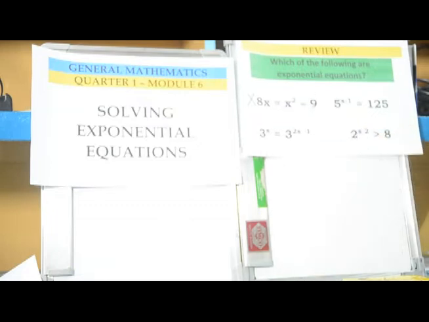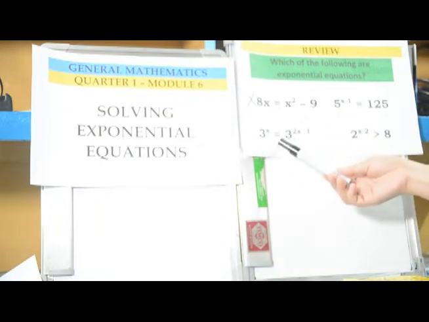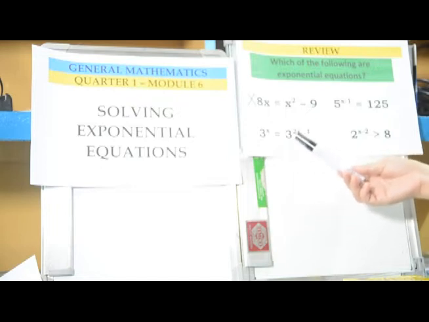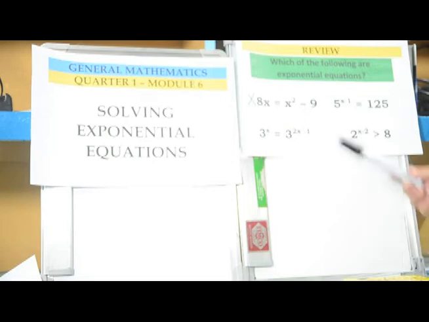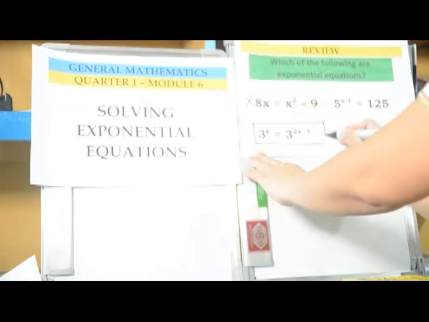Second, we have 3 raised to the power of x is equal to 3 raised to the power of 2x minus 1. What do you think? Is this an exponential equation? You look at the variable x. It serves as the exponent of the base of 3. So with the other side. So this expression is an exponential equation. So let us try to box the answer.